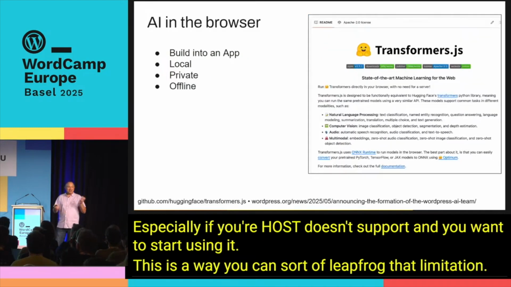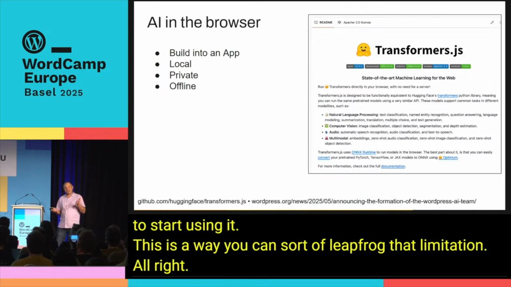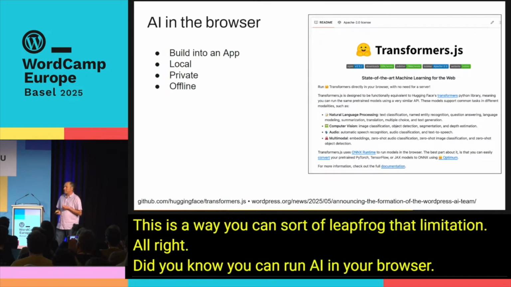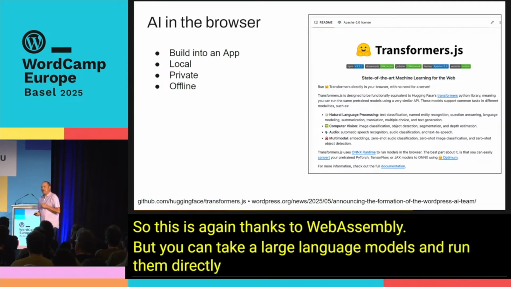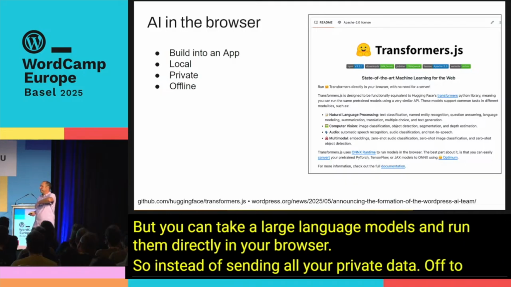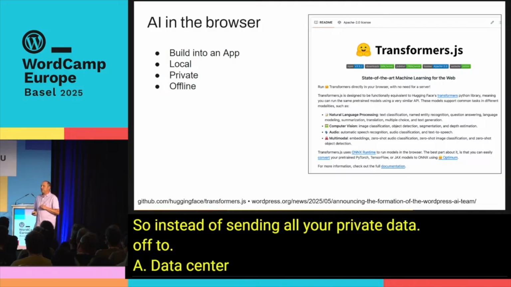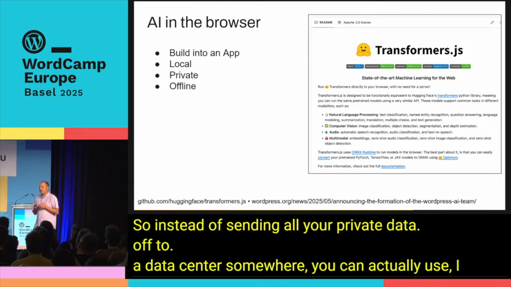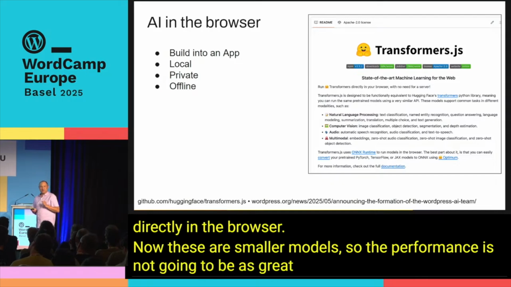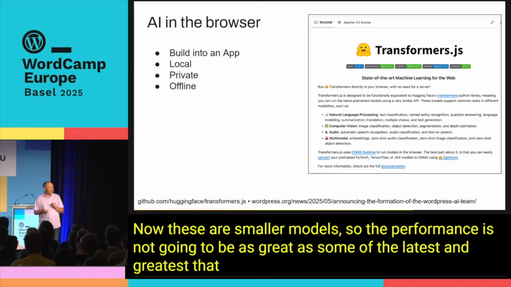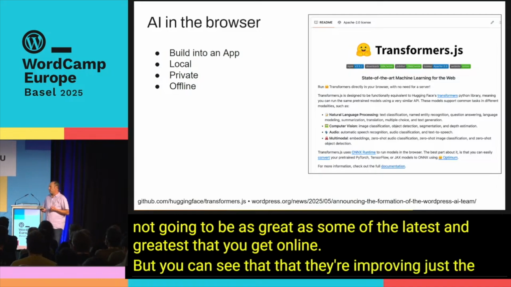All right, did you know you can run AI in your browser? This is, again, thanks to WebAssembly, but you can take large language models and run them directly in your browser. So instead of sending all your private data off to a data center somewhere, you can actually use AI directly in the browser. Now, these are smaller models, so the performance is not going to be as great as some of the latest and greatest that you get online. But you can see that they're improving just the same way those online models are.